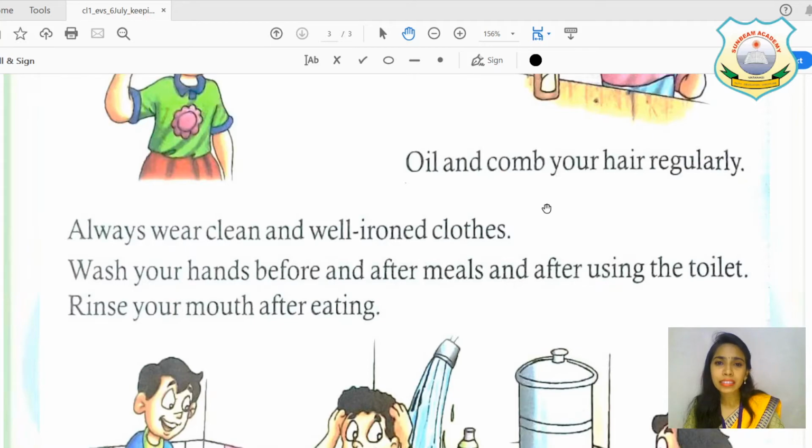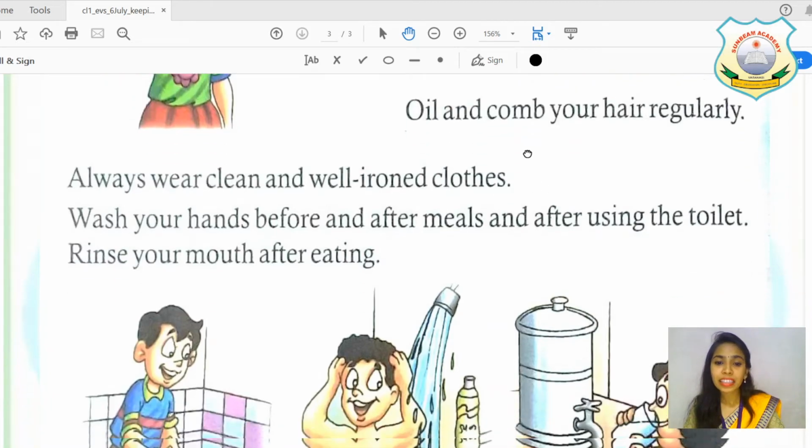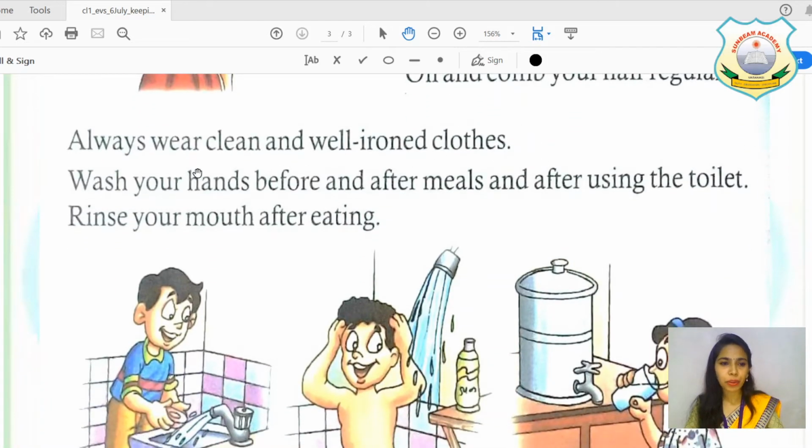And at the same time, you must comb your hair too. Do not leave your hair like that. It looks very shabby. When you oil your hair and comb your hair properly, then you look smart and decent. Now, let's talk about the next point.